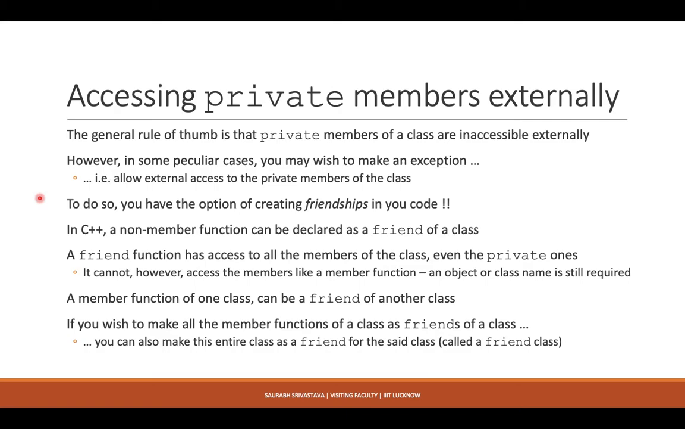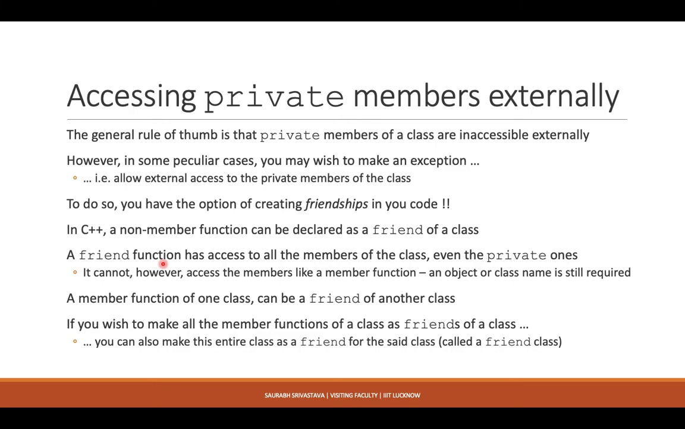Basically, you say that there is a function out there that I trust. As the creator of this class, I trust this function. Whoever is going to write this function, I trust that person, that this function is not going to do anything funny. So in that case, I can declare that function as a friend of this particular class. So a friend function can access the private members of a class.